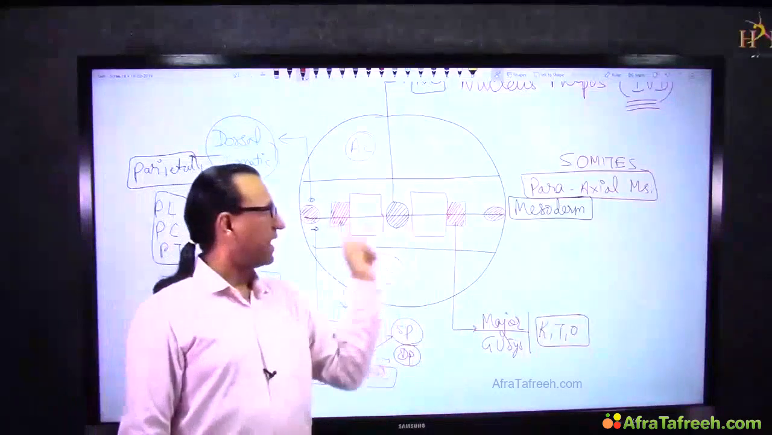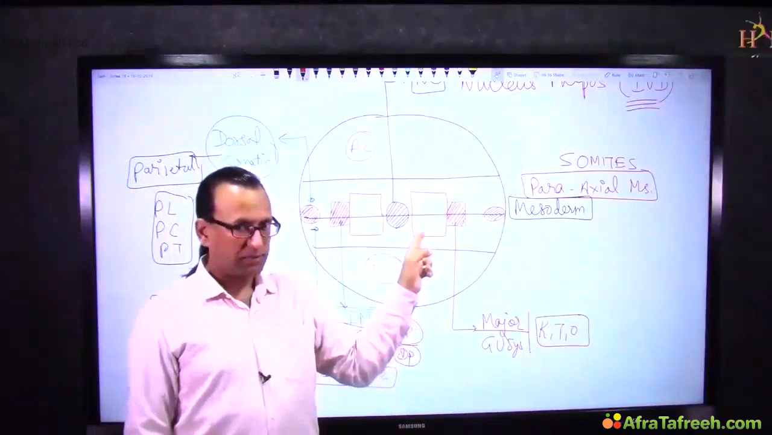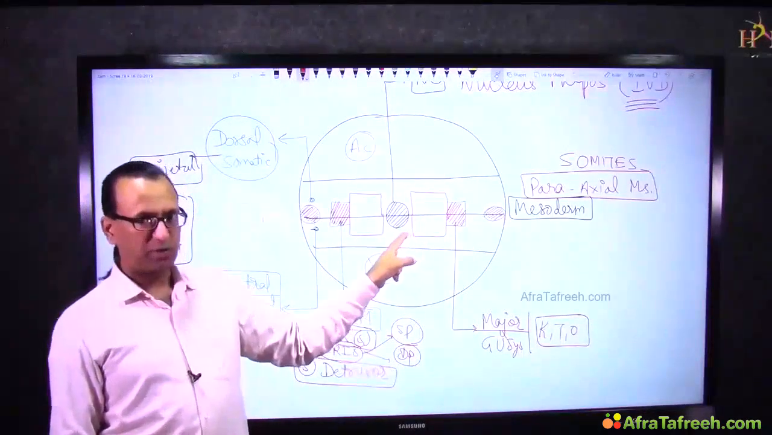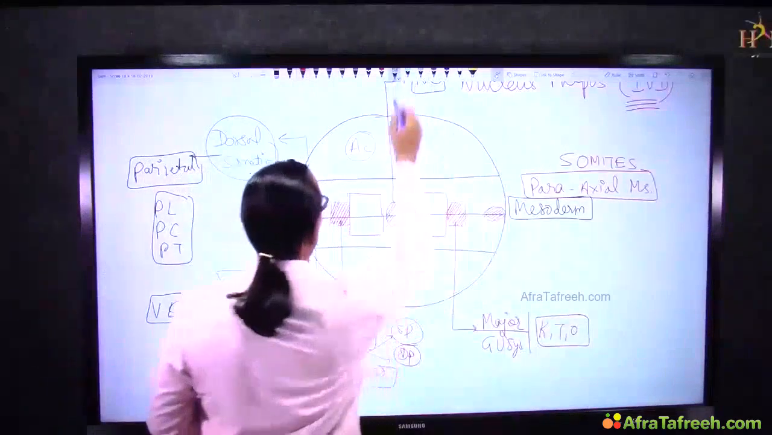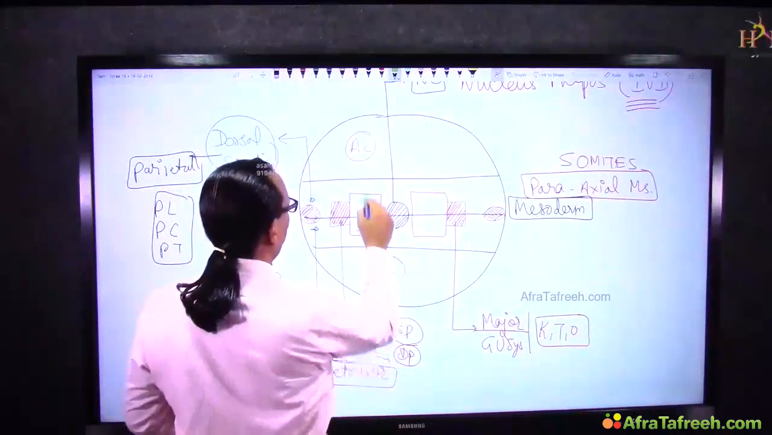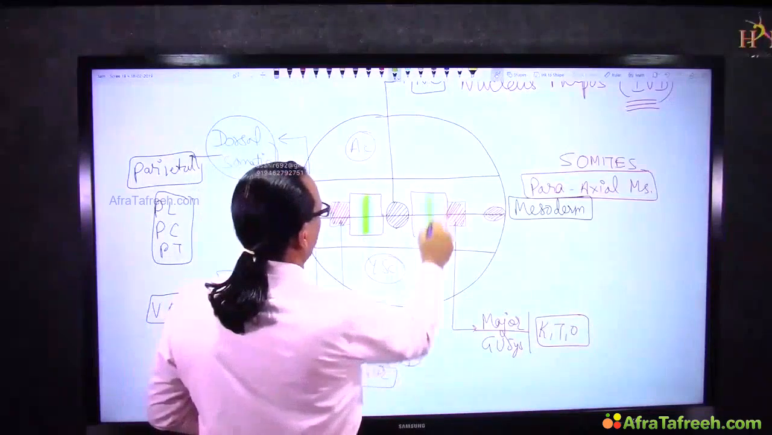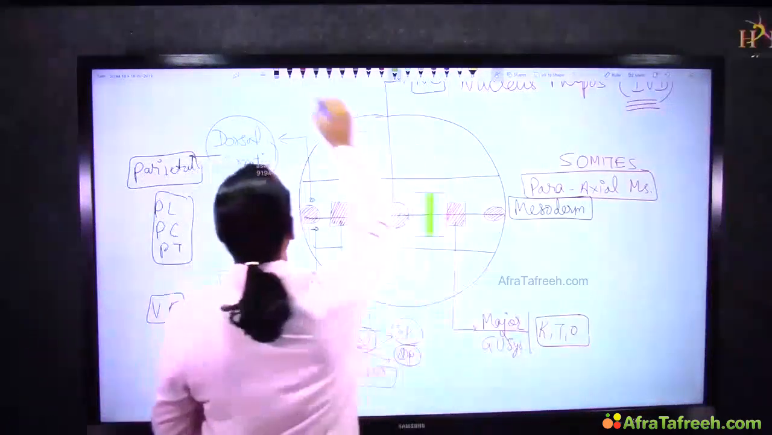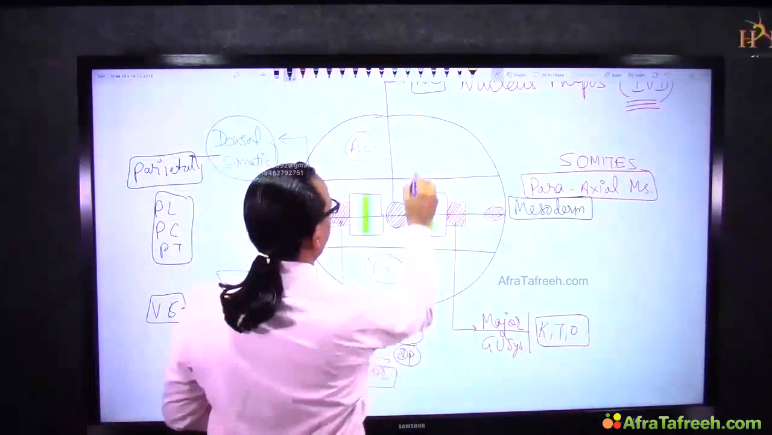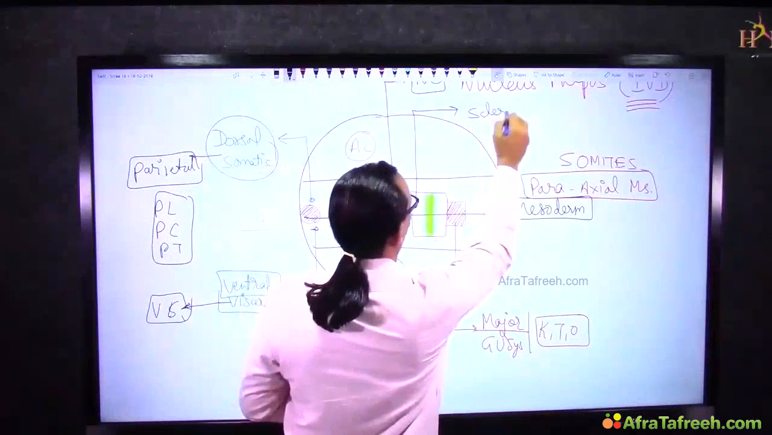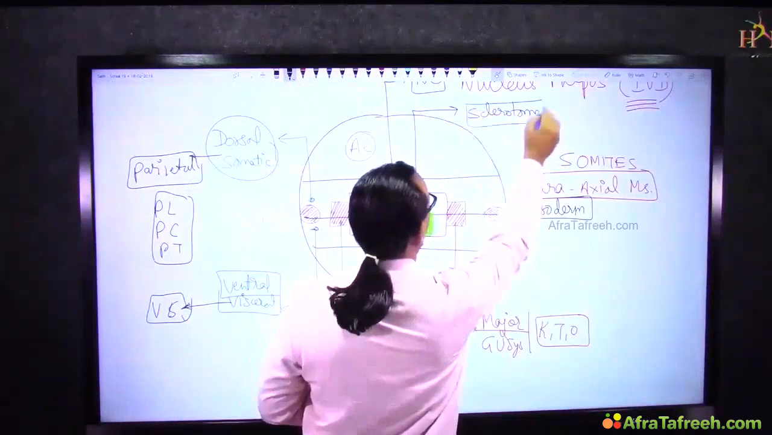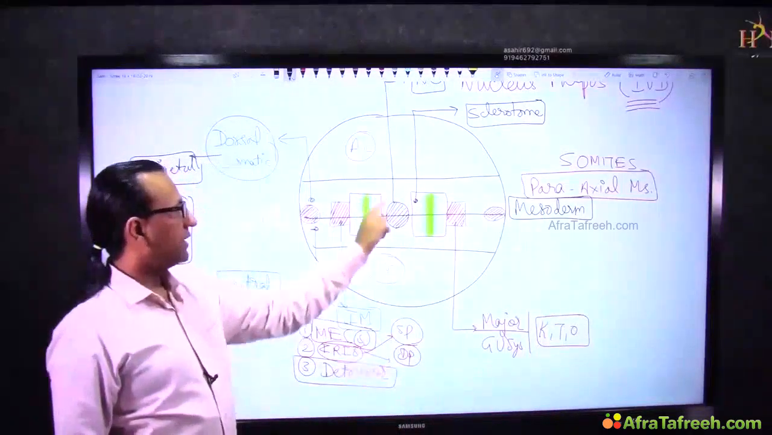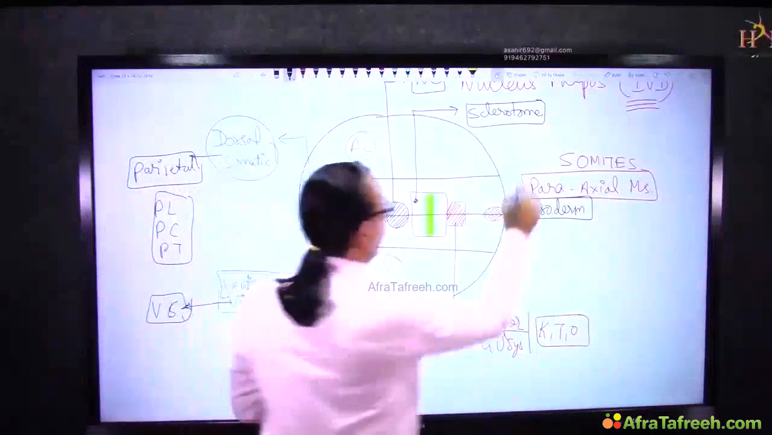What is this paraxial mesoderm doing? Forming the somites. And what are the somites doing? Somites will have 3 parts. Let me show the 3 parts now. As you are dividing the somites into 3 parts, you will find that the most medial is called the sclerotome. And what is the sclerotome doing then? The sclerotome on either side is going to form the vertebra.